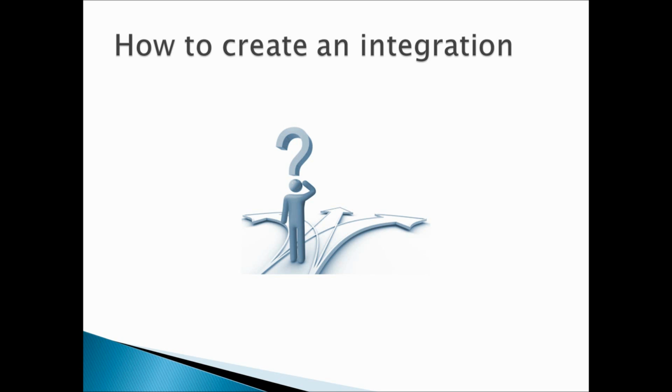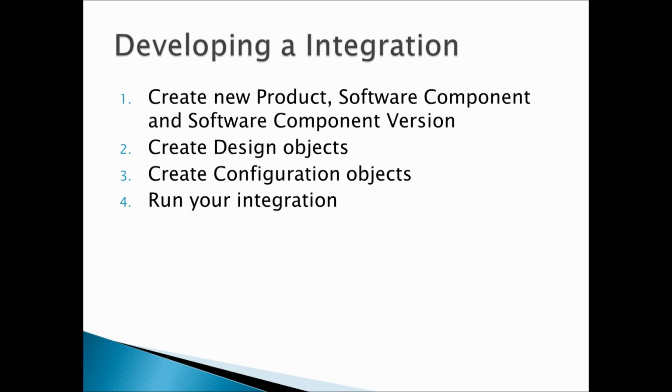How to create an integration. We have 4 simple steps for this. First, enter the system landscape directory, create a product, software component, and a software component version. If you want, you can also create a technical and a business system. Second step, create design objects using the enterprise services repository. Third step, create configuration objects using the integration directory. Fourth step, run your integration and monitor it.